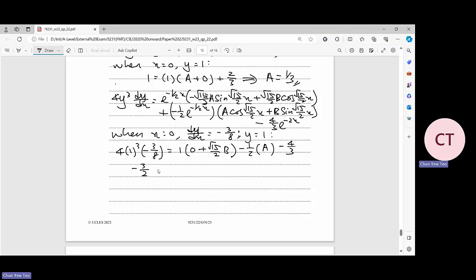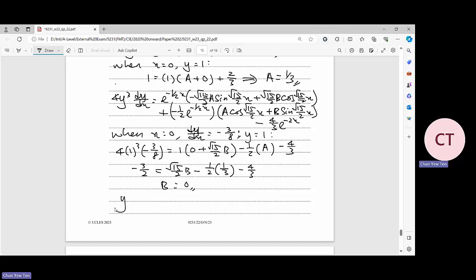Negative 3 over 2 equals to √15/2 b. Our a just now was 1 over 3, right? Use our calculator to simplify them. We're almost there. 1 over 6 plus 4 over 3. So nice. The b is 0. Okay.